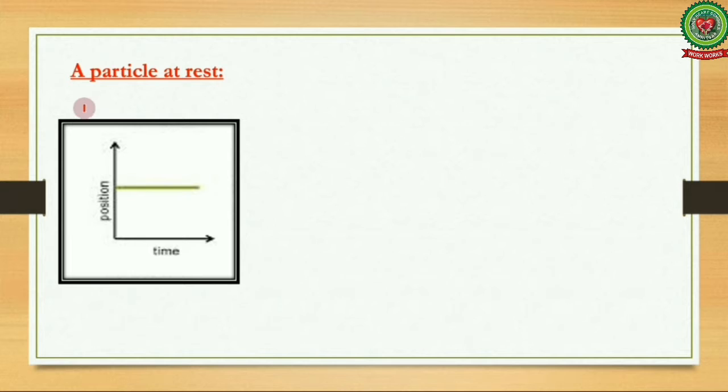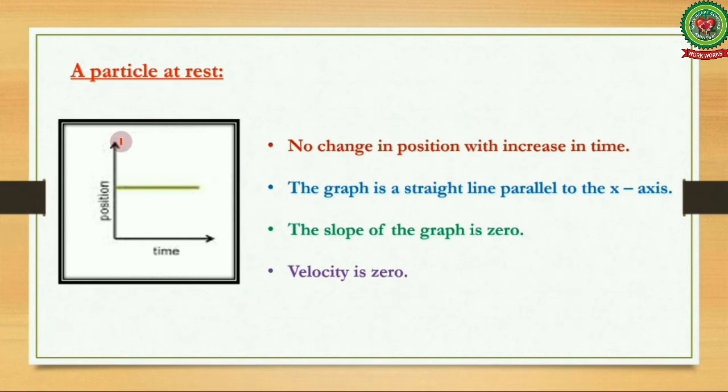The first graph is when a particle is at rest. Students, when a particle is at rest, there is no change in position with increase in time. Therefore, the graph is a straight line parallel to the x-axis. You can see here, this green line is a straight line parallel to the time axis, which is the x-axis. The slope of the graph is 0. Therefore, velocity is also 0.